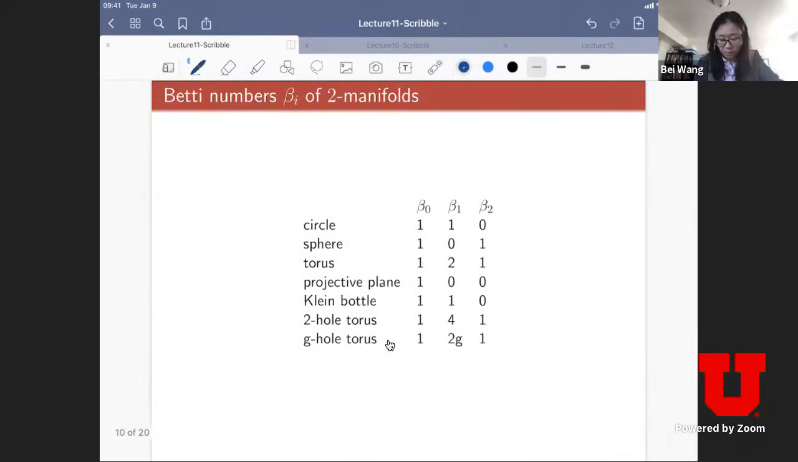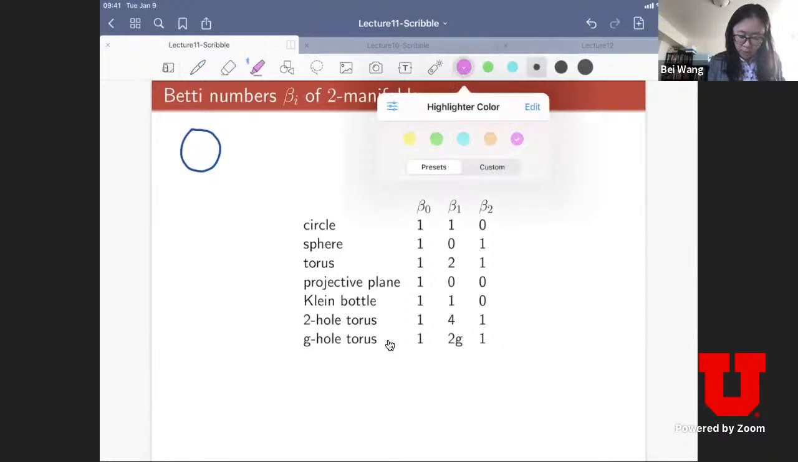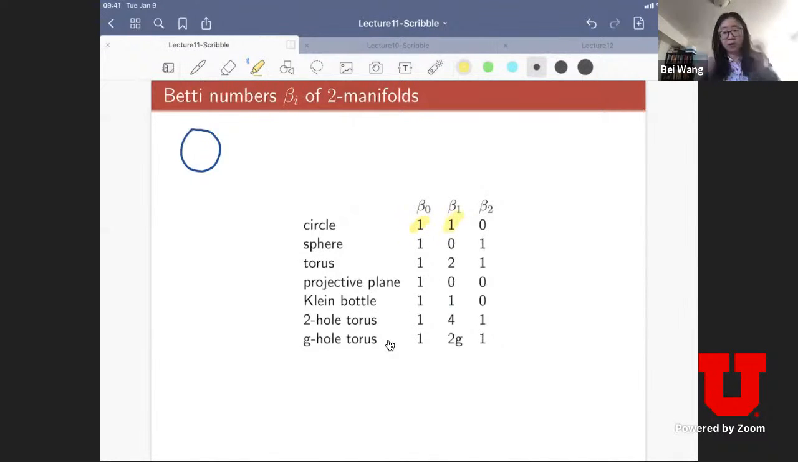So we've seen some of those objects before. If I have a circle, it has one connected component, and it has one loop, right? So that's its Betti number, but it has no void. A sphere, I'm going to try to draw it. This is a sphere. It has one component, no loop, but it has one void.